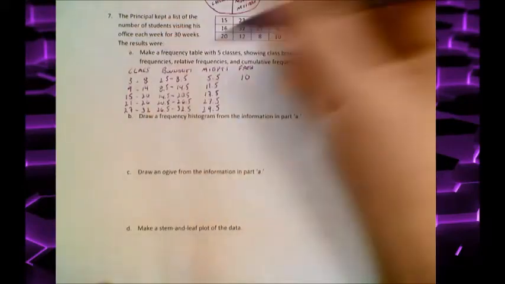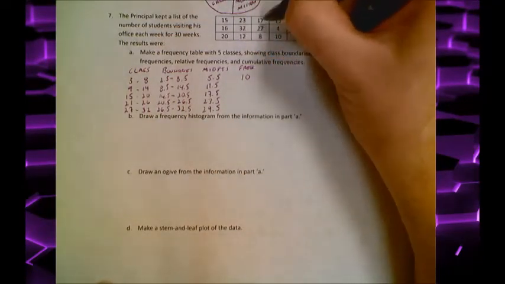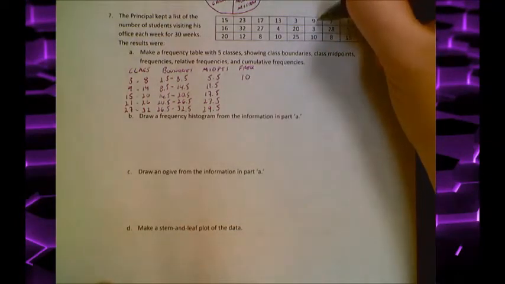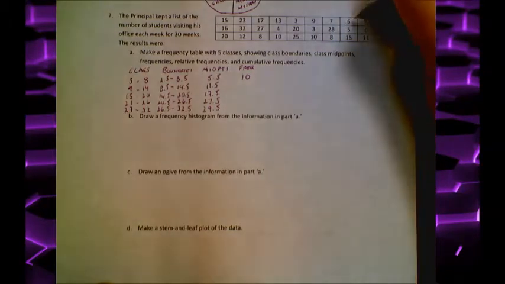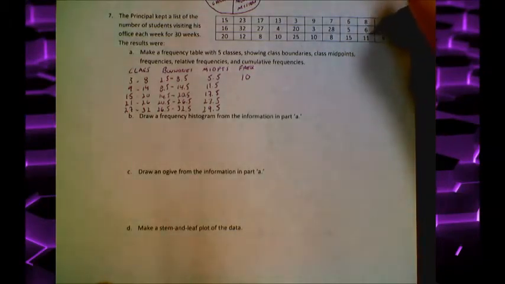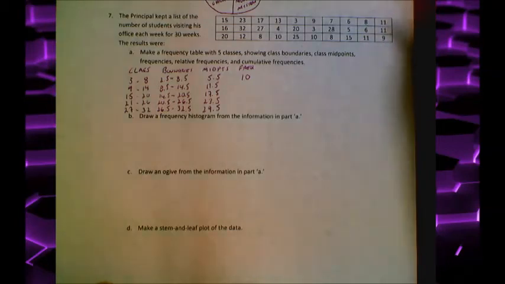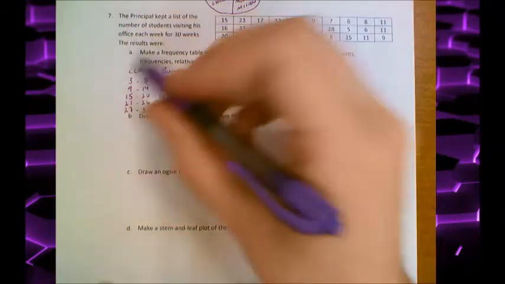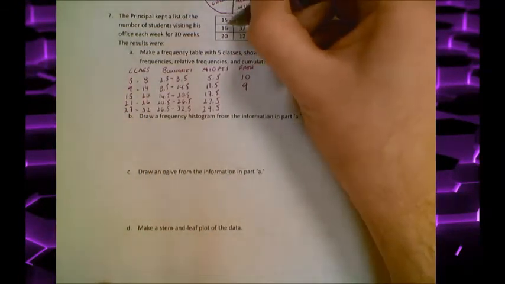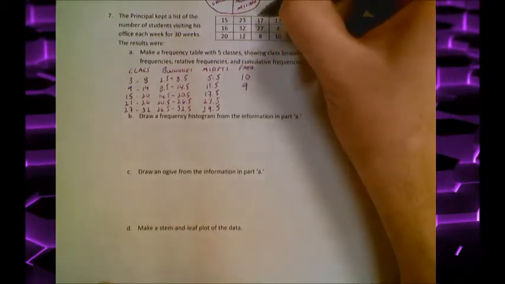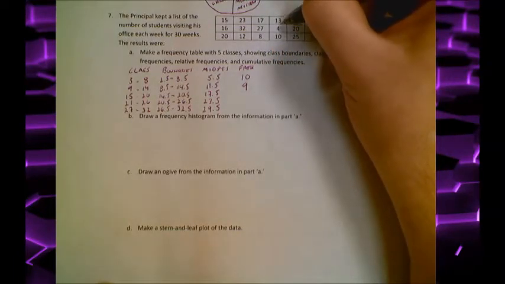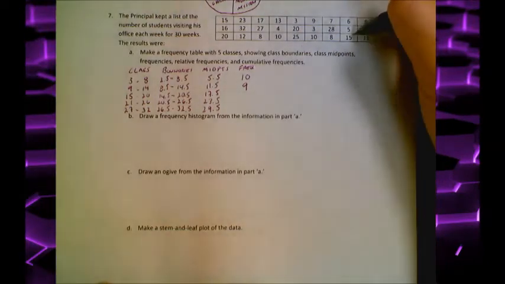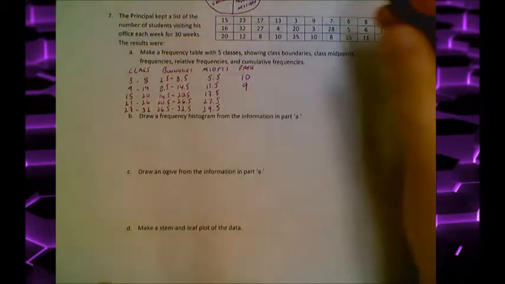Now looking between 9s and 14s. So I see 1, 2, 3, 4, 5, 6, 7, 8, 9. All right. And then looking for 15s to 20s. So I see 1, 2, 3, 4, 5, 6. I'm seeing 6 of those.